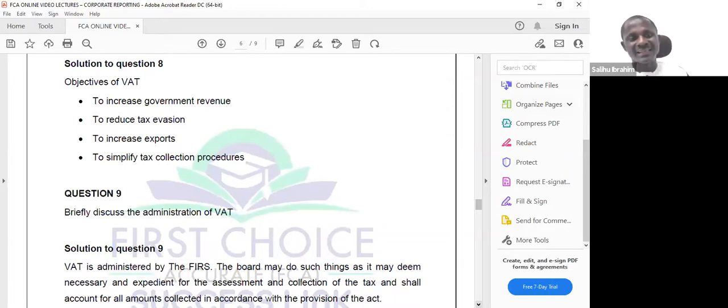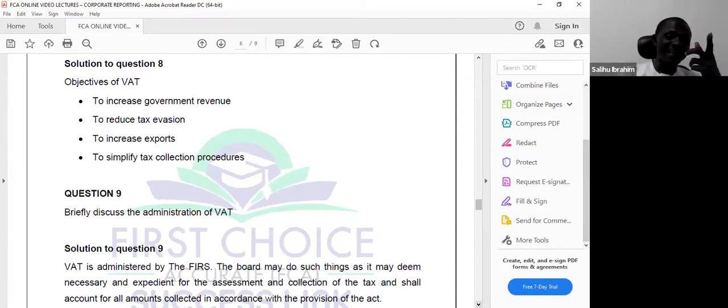Briefly discuss the administration of VAT. Now, normally, VAT is administered by the Federal Inland Revenue Service. However, recently, we have cases where the state government is challenging the federal government on who is supposed to collect value added tax, especially Rivers and Lagos State.